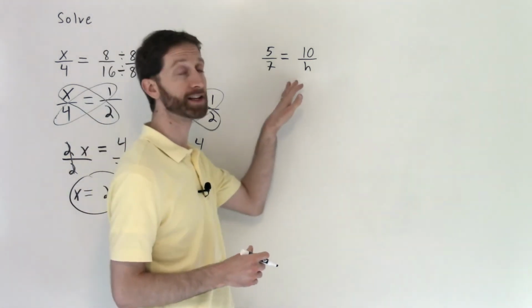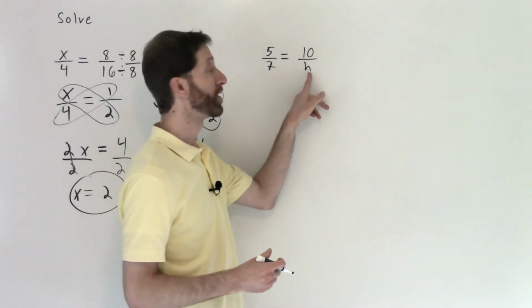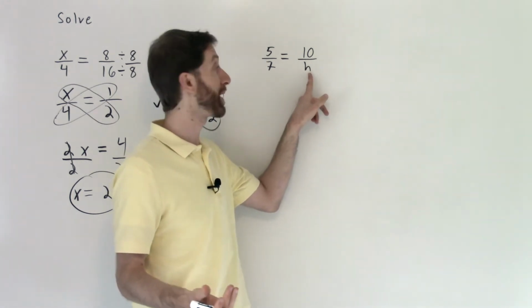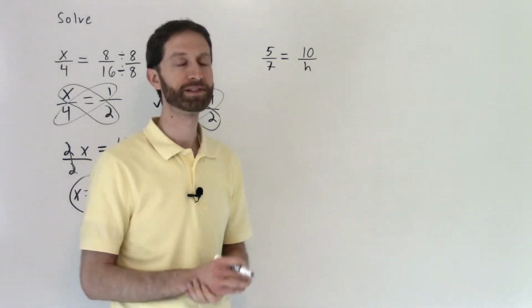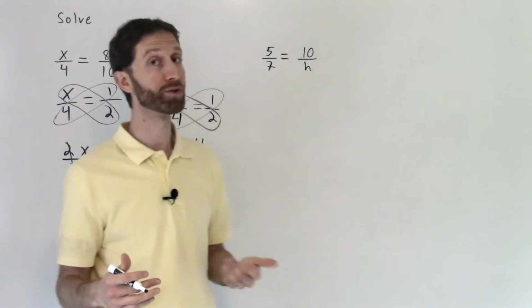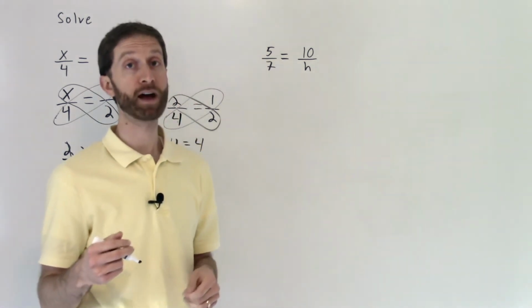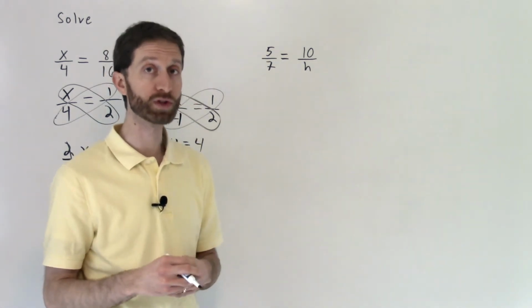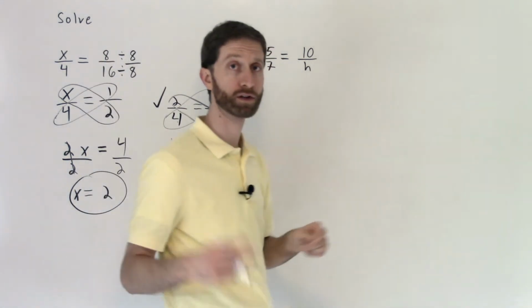Let's use the cross product again here on a slightly different kind of problem where you have the variable now not only on the right side of the equation, but, oh no, it's in the denominator. What do we do? The same thing we did in the last problem. We're going to cross multiply. Notice that 5 and 7 do not share a common factor other than 1, so I'm not going to reduce that fraction like we did the reduction of 8 over 16 in the previous problem.